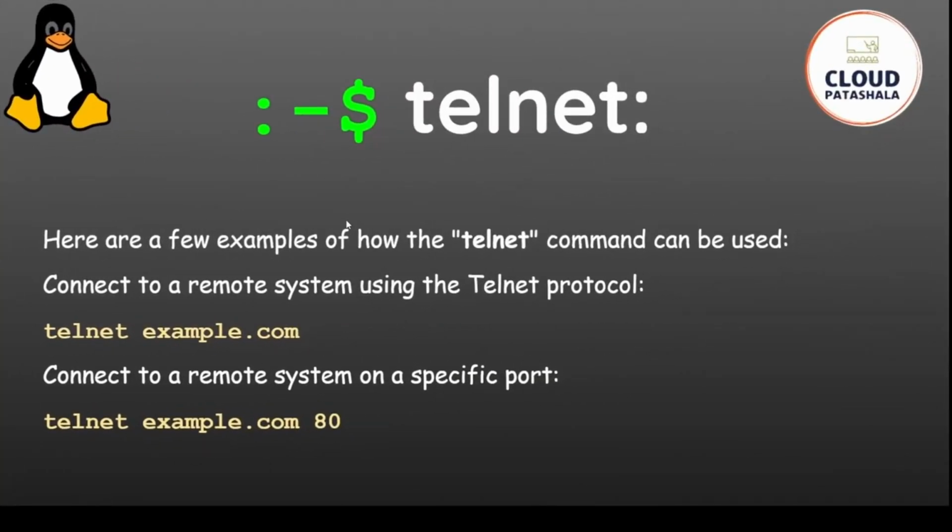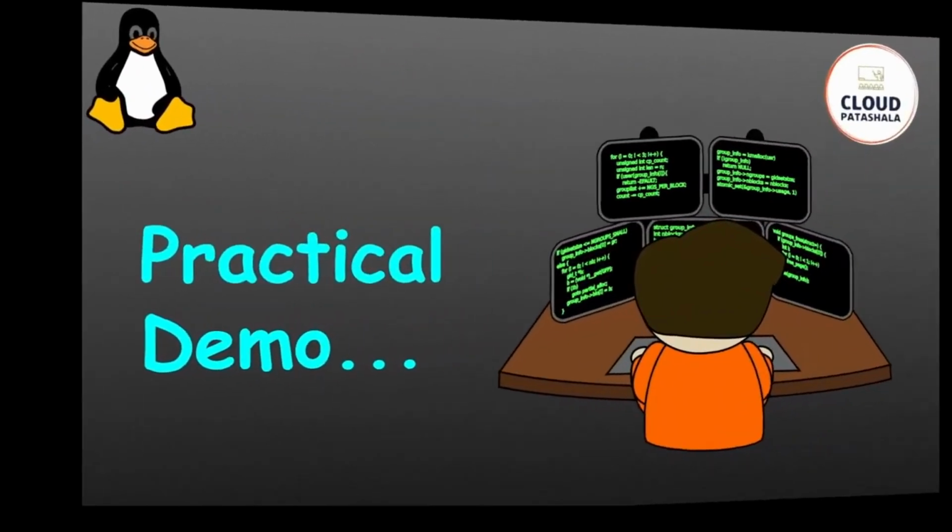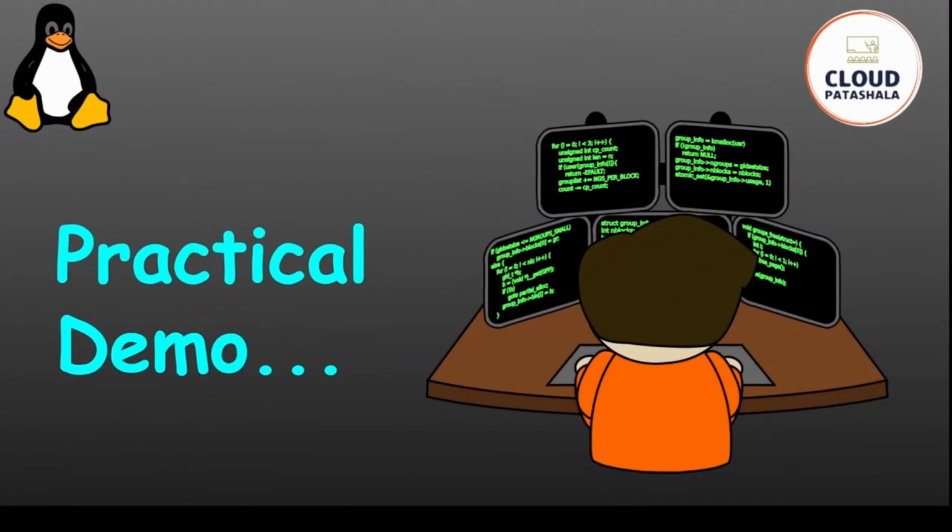Here is a few examples of how you could use telnet command. You just have to say telnet space the server details. If you want to try telnet on a specific port number, you could say telnet the server details. It could either be the host name or the IP address and the port number. Let's look at a very quick example of how we could look at the telnet command as well.